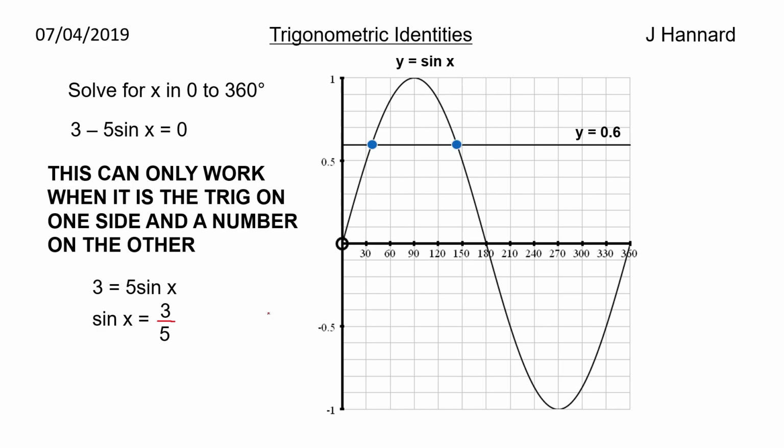So there's our two intersection points there. And then we get our calculator involved. Shift sine of 3/5 is 36.7. And then we take that away from 180 to get 143.1.